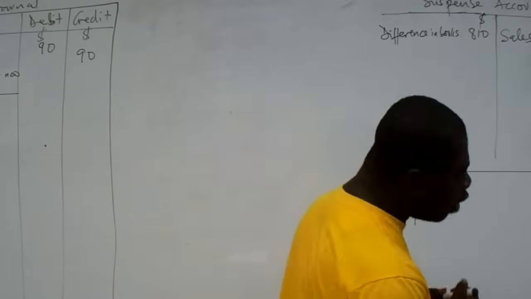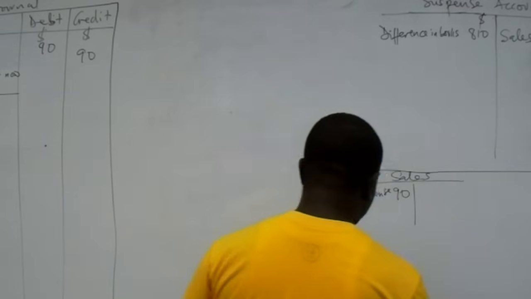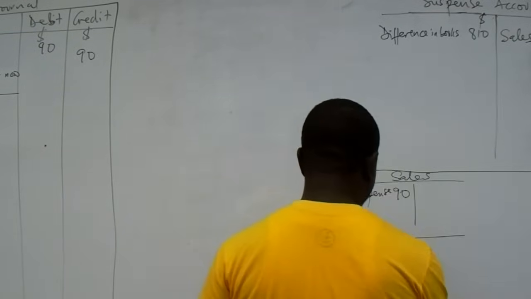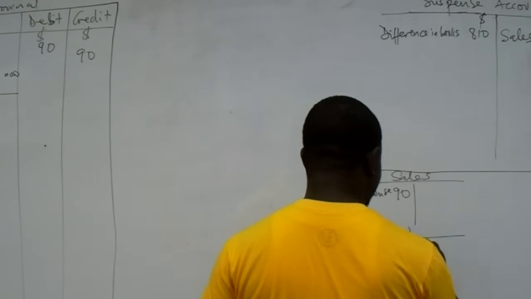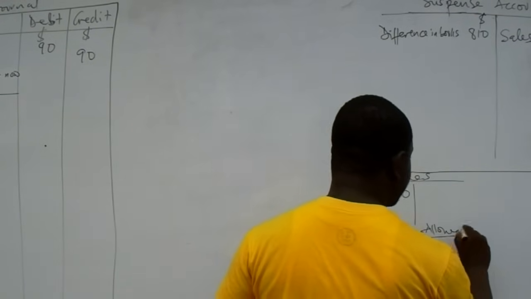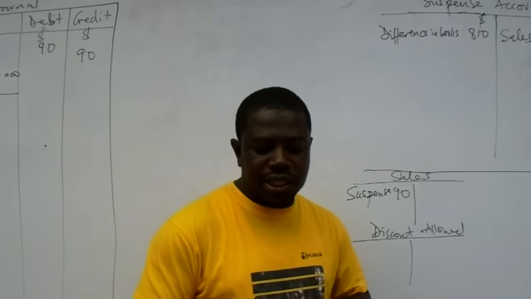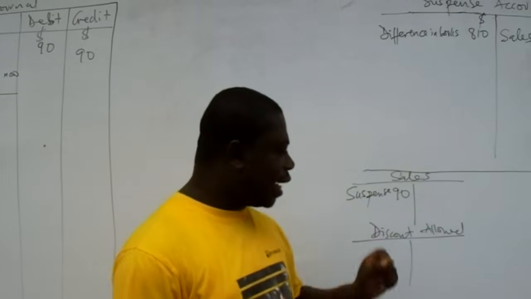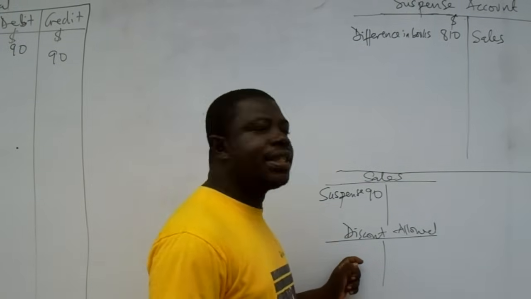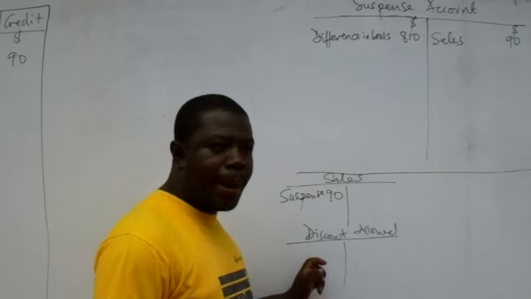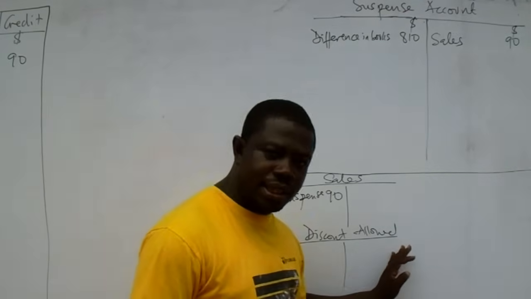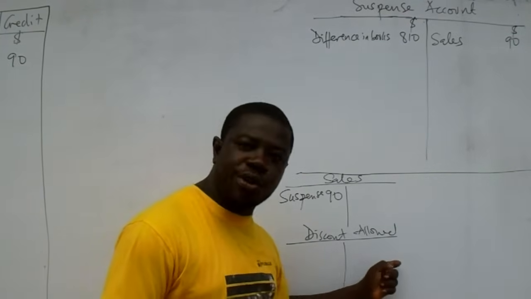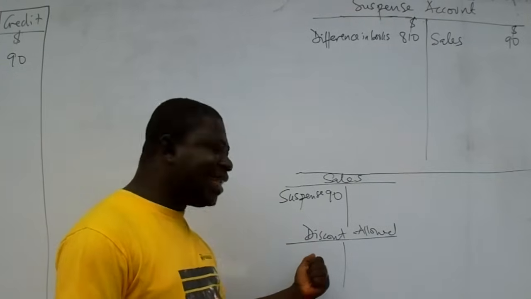So let's assume that we are opening a small account here for discount allowed, just to try and understand. So we have discount allowed. Now, the amount is 612. What we should have done is debit the discount allowed with $612. But instead, we credited. And so to correct this error, you need to come back and debit.